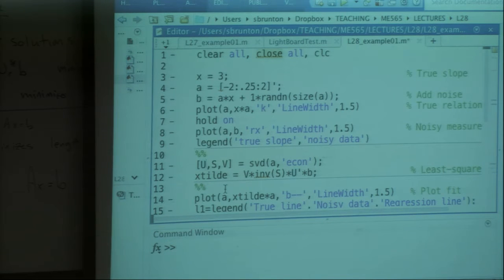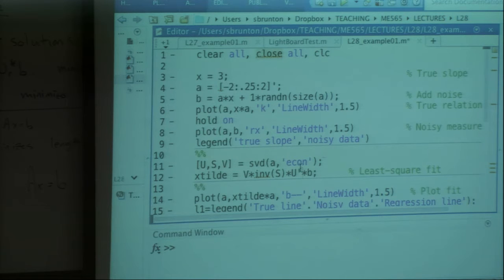Super simple. I'm doing what's called an economy SVD, because if you ever do the SVD on a really asymmetric matrix, a really tall or a really wide matrix, then you should do economy because it's faster. And then I'm going to say that X tilde, my least squares solution for X, is V times the inverse of S times U transpose B.